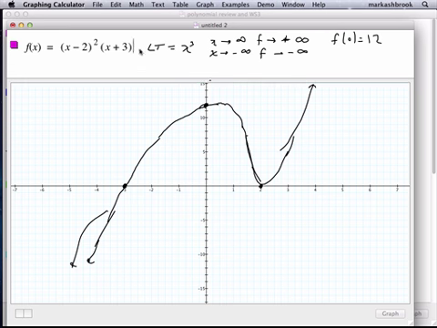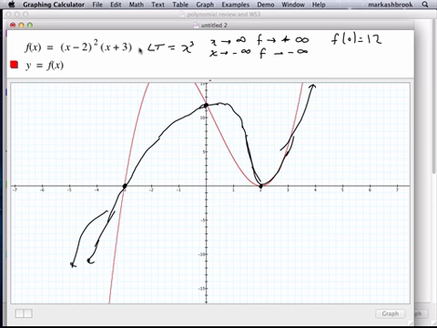So we say y equals f of x, and it graphs it. And I'll do it in red. And so it should be generally like this. It's not going to be perfect, right? It's just, we got the main idea. We got the right roots, y-intercept, and end behavior.